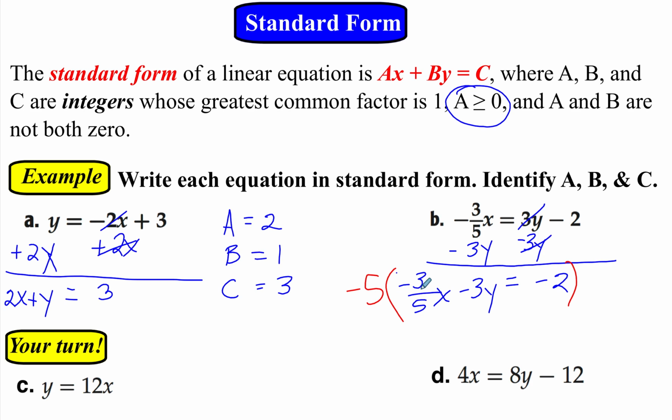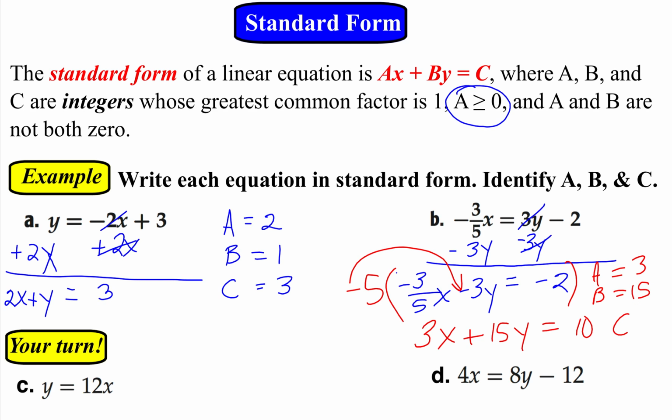So negative 5 times negative 3 would be a positive 15, and 15 divided by 5 is 3. So that would be a 3x, and a negative times a negative in the next term will give me a positive. So negative 5 times negative 3 is a positive 15, and then we have our y term. And then negative 5 times negative 2 is positive 10. So in this one, A is equal to 3, B is equal to 15, and then C is equal to 10.